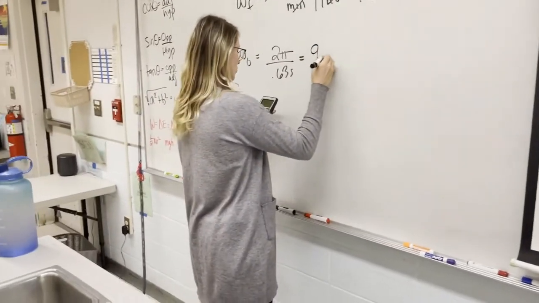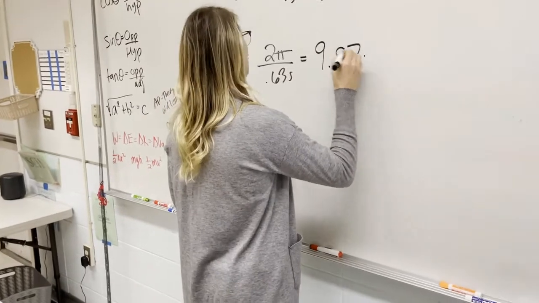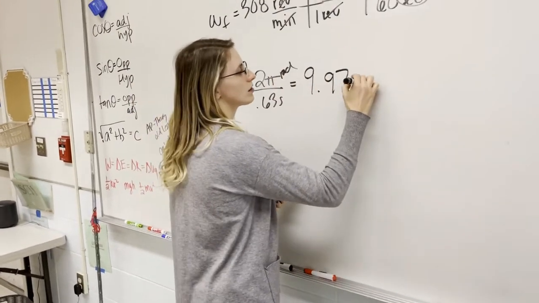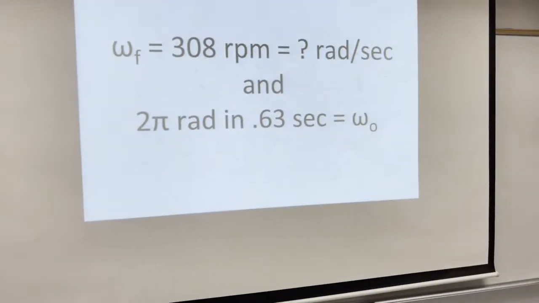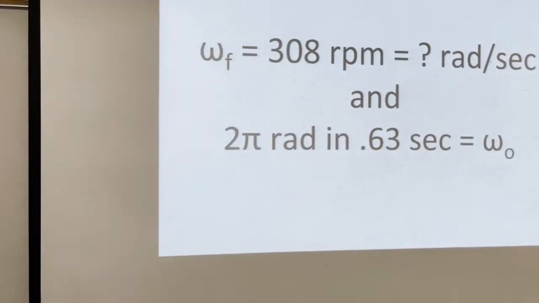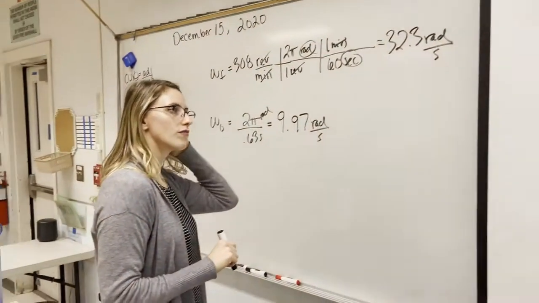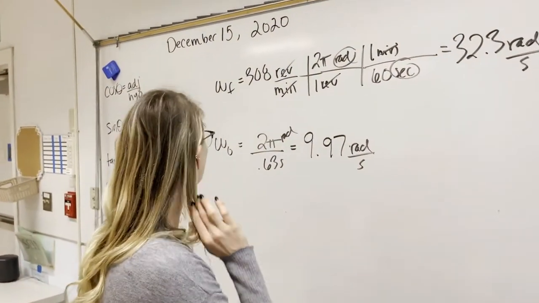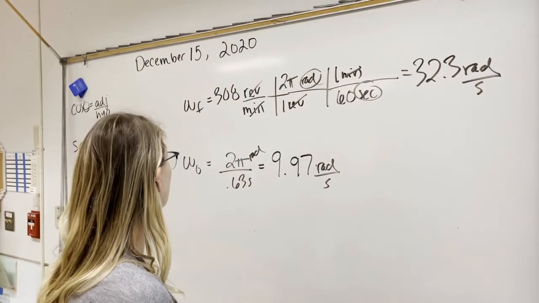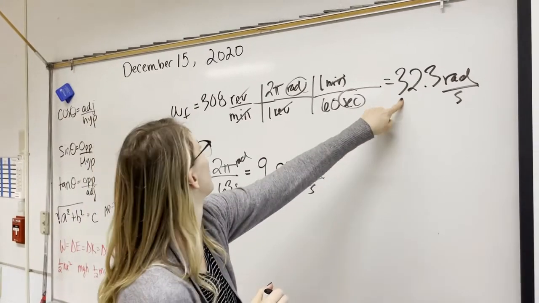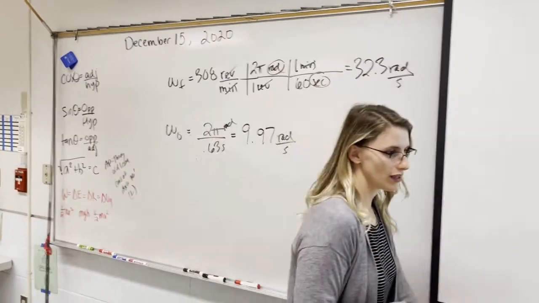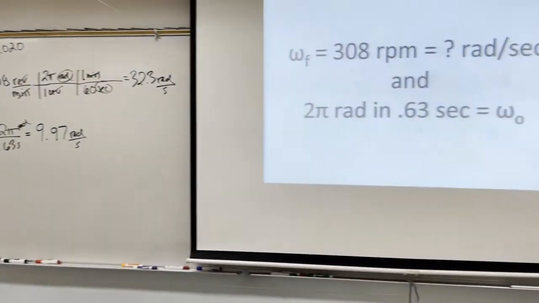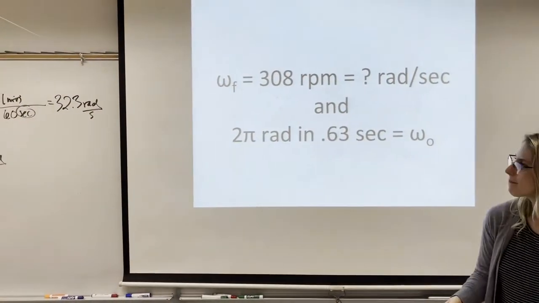Okay, 9.97 radians per second. So when she skated into that big circle, her angular velocity was 9.97 radians per second. When she pulled everything in tight and was spinning around in a blur, it was 32.3 radians per second. So that's stuff that we can measure, that's stuff that we can know.